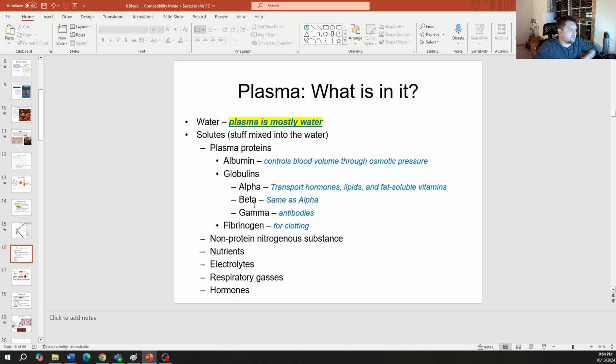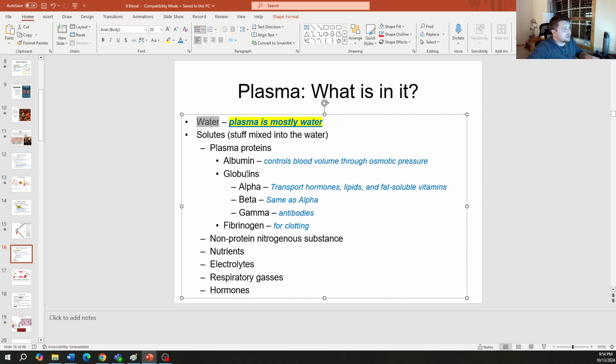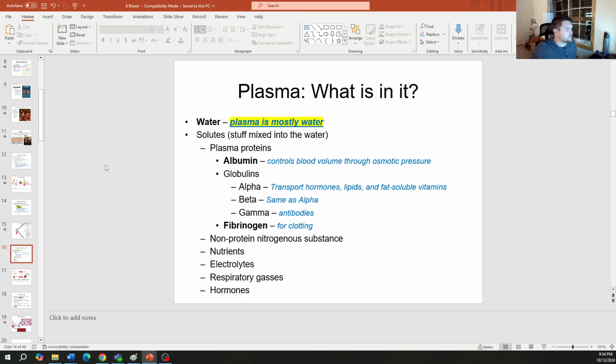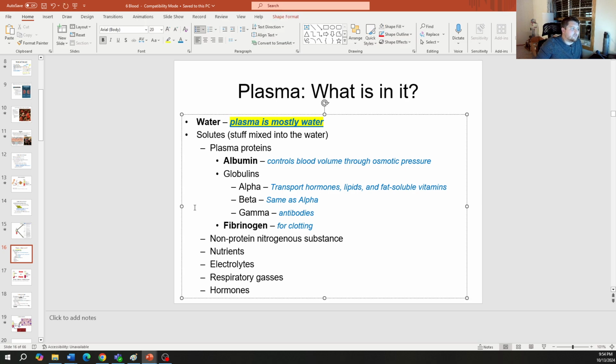You'll probably have a test question or two specifically talking about some of the more important parts of plasma. Most of it is water. Albumin is a protein produced by the liver. That's super, super important. Fibrinogen is for clotting. And then there are some nutrients and other stuff as well. Those are the big ones to focus on.